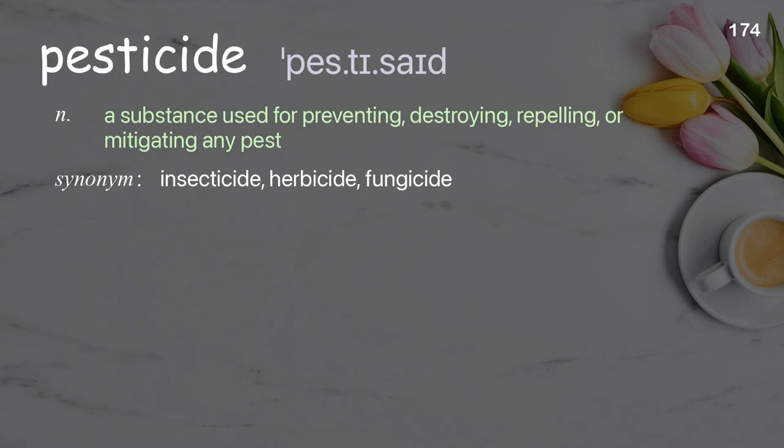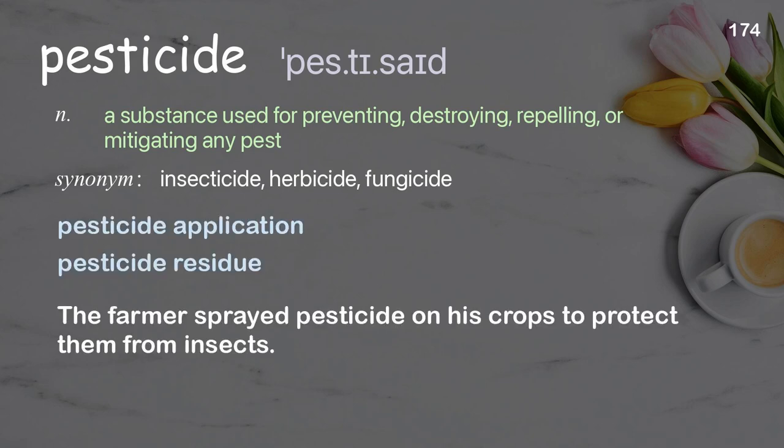Pesticide. A substance used for preventing, destroying, repelling, or mitigating any pest. Examples: pesticide application, pesticide residue. The farmer sprayed pesticide on his crops to protect them from insects.